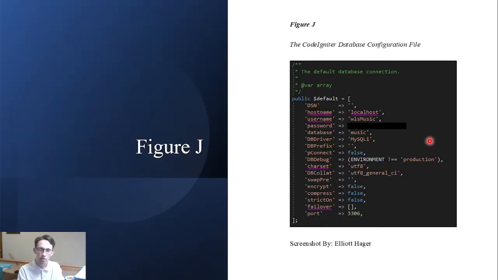Figure J is the configuration file for the database. The database and the web server can't just talk with each other. You got to make sure you configure them so then they send requests to each other and receive data to and from each other.